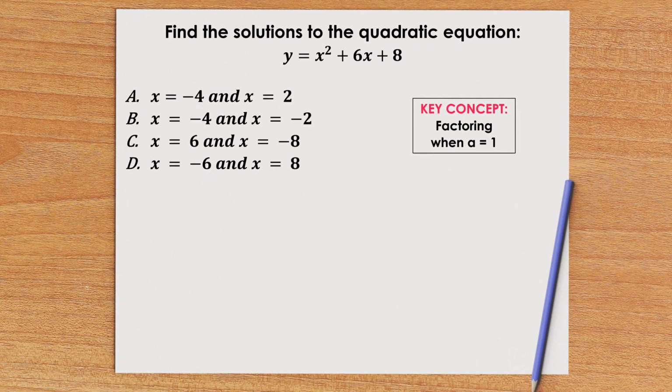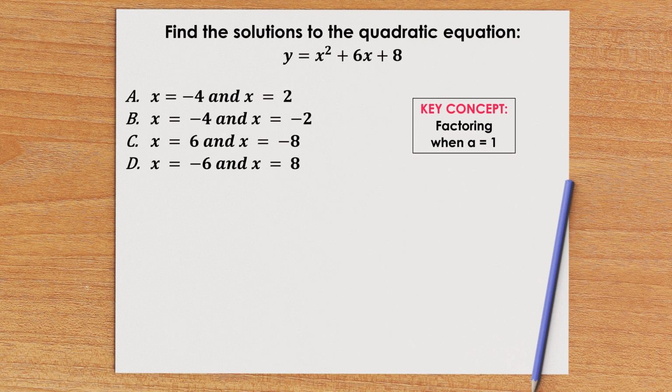Find the solutions to the quadratic equation y equals x squared plus 6x plus 8. The first thing when answering questions like these is to look at the solutions because they give you a hint as to how to approach the question. All our answer choices are nice, clean whole numbers, which means that we should be able to easily factor it out without having to use the quadratic formula. If you see answer choices with radicals or anything like that, then you use the quadratic formula.